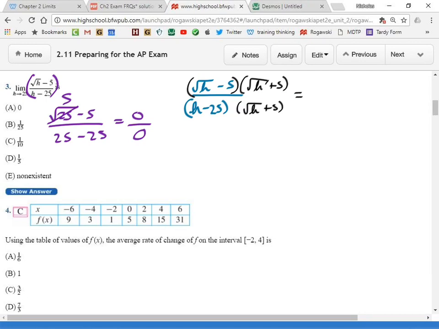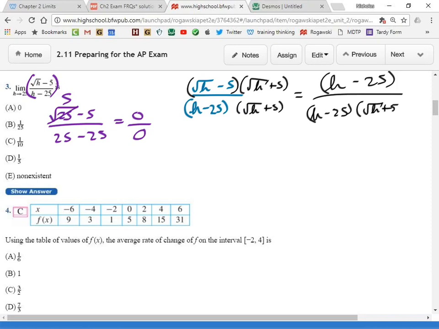If you're used to multiplying binomials, you notice that these are the same except for this sign, and these are the same except for this sign, and that will give you a difference of squares. So all you have to do is square the first term, the square root of h times the square root of h is just h, and then you square the second term, so you say minus 25. On the numerator, I have h minus 25, and on the bottom, I have h minus 25 times the conjugate, which is the square root of h plus 5.